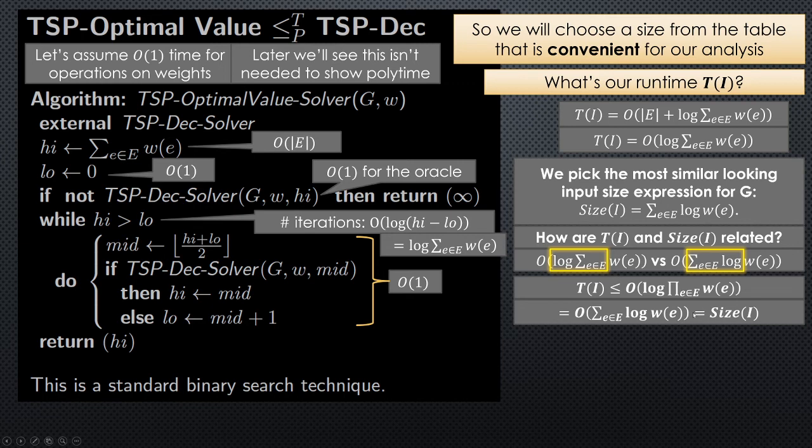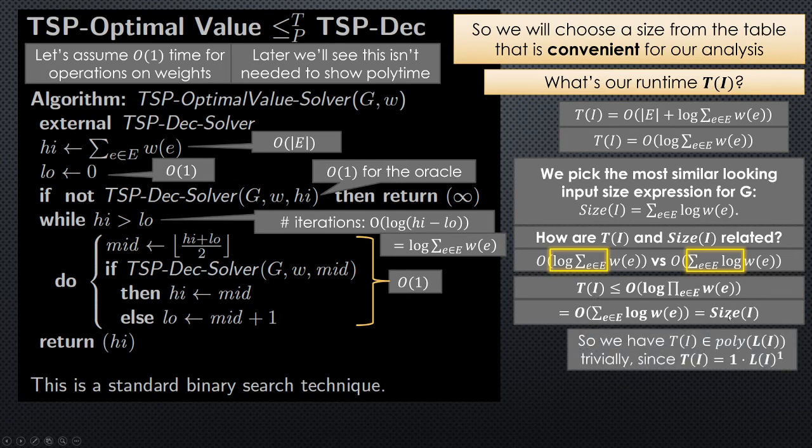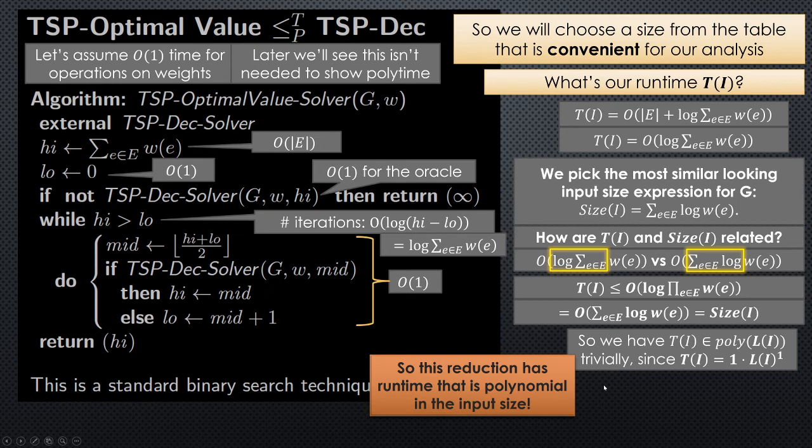These are equal. So in order to say that T of I is polynomial in size I, I'm saying T of I is less than or equal to size I. It's less than or equal to, in fact, 1 times size I. So to argue T of I is poly of size of I, sorry, this should say size of I, not Li, that's a mistake. I just have to say T of I is in fact less than or equal to 1 times size of I to the 1. That's clearly a polynomial in size of I, so we're done. So this is polytime in the size of the input.